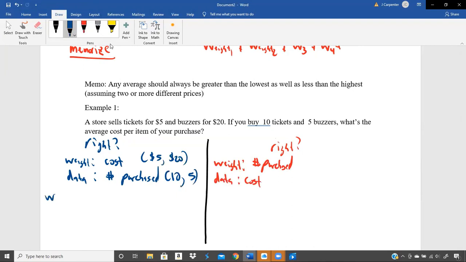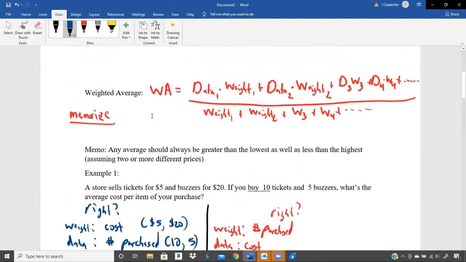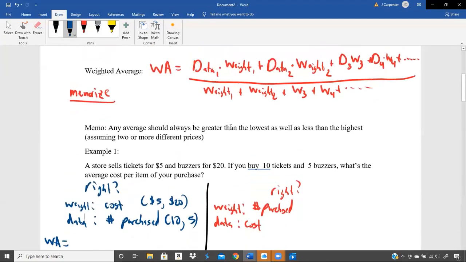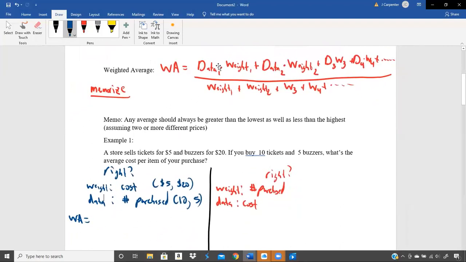So if you did your weighted average formula with this particular labeling, which I'm not saying is right or wrong yet, here's your formula. You're just taking your data times your weight, plus your data times your weight, plus your data times your weight. Now I can't take the cost for tickets times the number of buzzers. You've got to make sure you're going tickets with tickets, buzzers with buzzers. So that's what I mean by the little ones and the little twos. Keep your apple data with your apple weight. Keep your orange data with your orange weight. Keep your banana data with your banana weight.